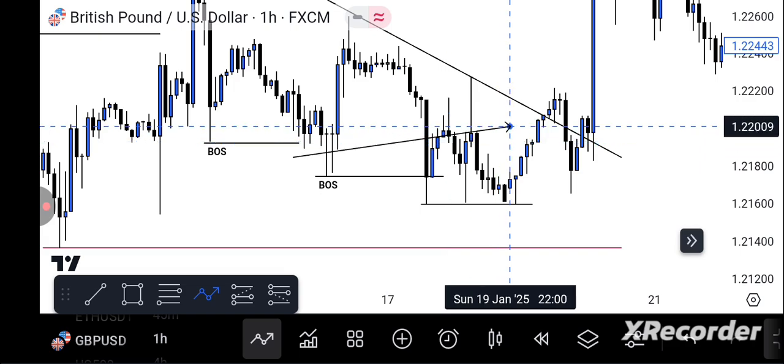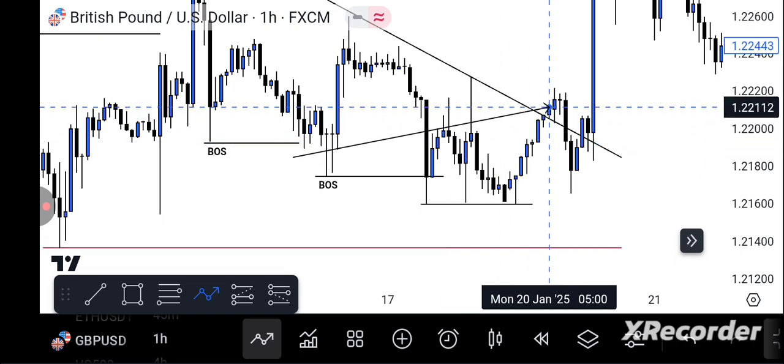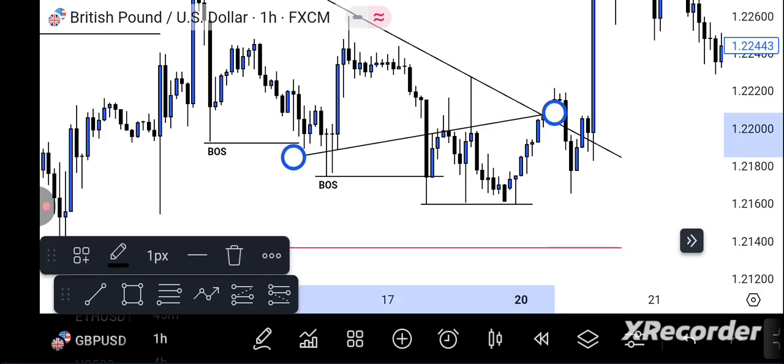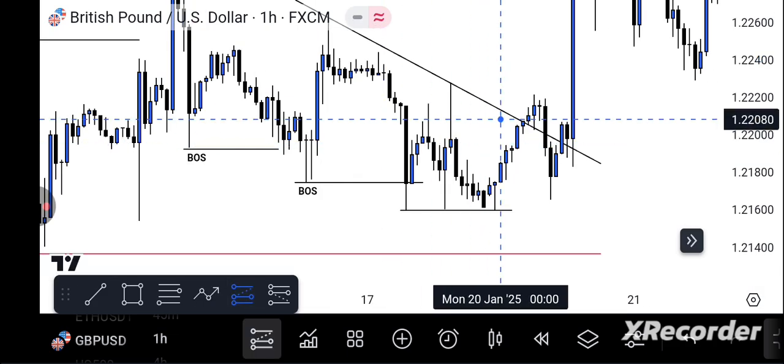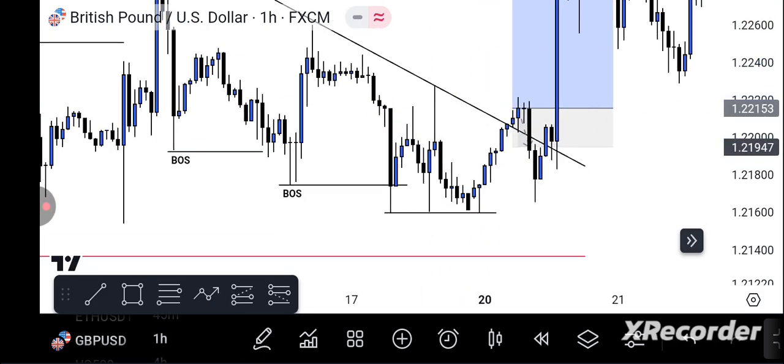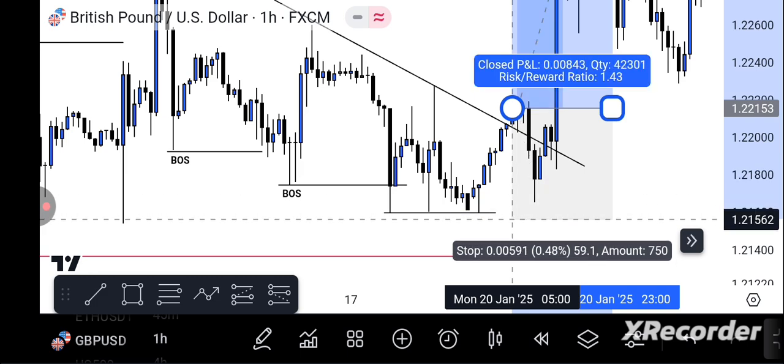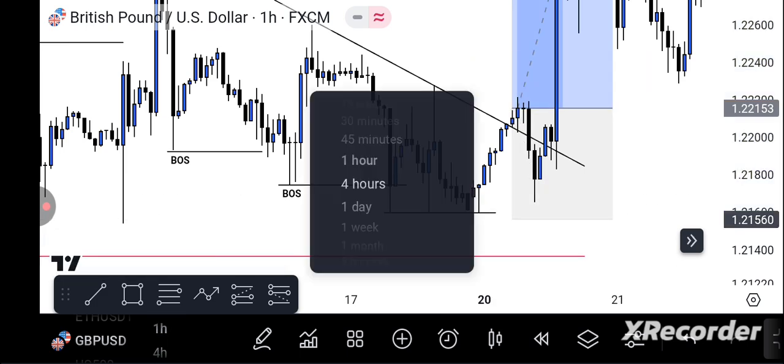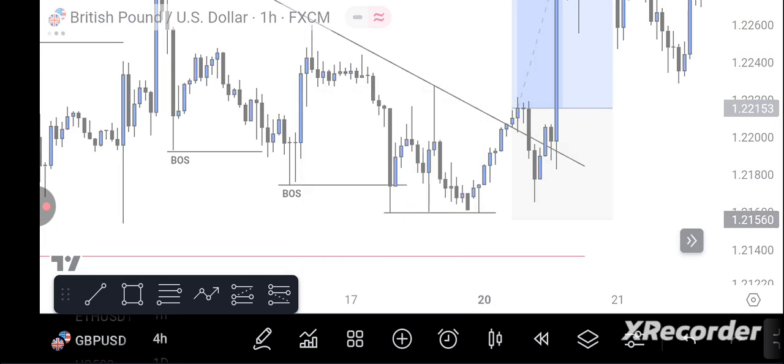Immediately I got this breakout, this candle that closed above, that is where I bought the market. All right, I placed my entry here and my stop loss was all the way below that low. Then I went down to the 4-hour time frame to target.